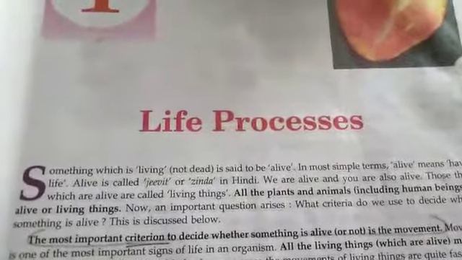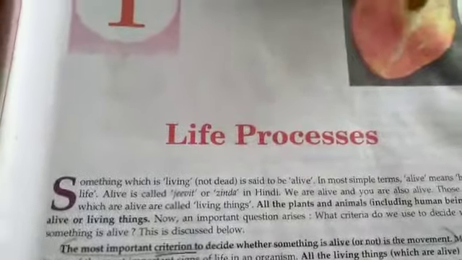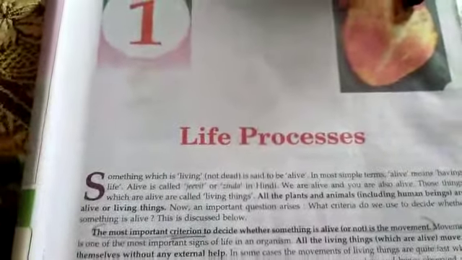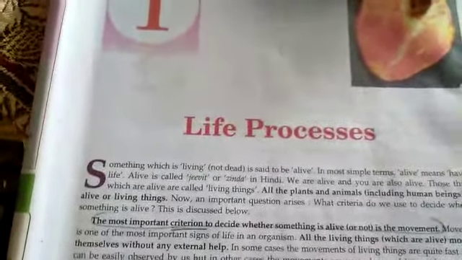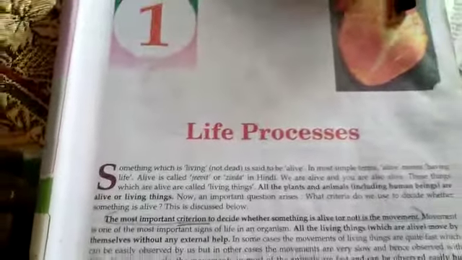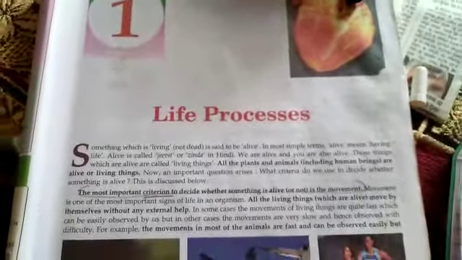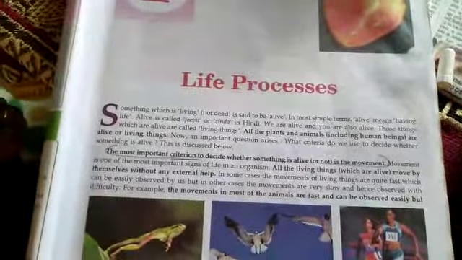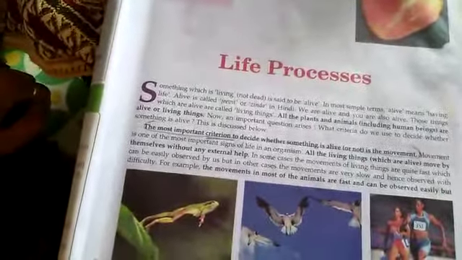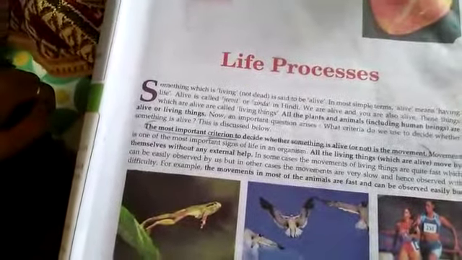So children, today we are going to start with the first chapter of biology, that is life processes. Let us first try to understand the meaning of this term life processes. You all have seen different types of organisms, different types of objects around you, right? We can easily differentiate between a living organism and a non-living organism. Now, how can we differentiate between them?